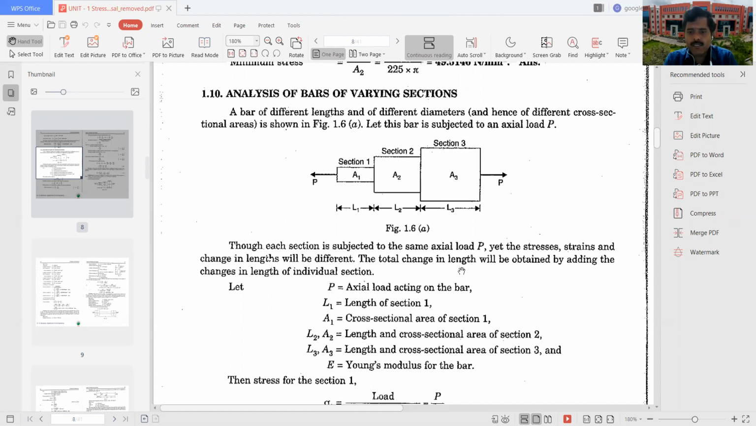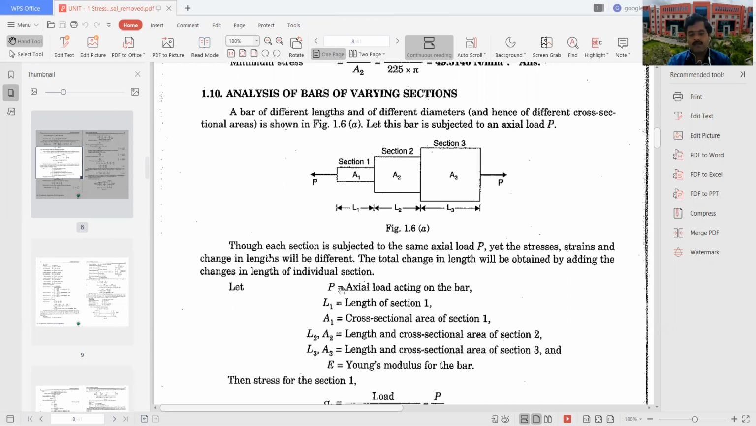So the total change in length will be obtained by adding the change in length of the individual sections. Therefore, the total change in length, delta L, is equal to the change in length of section 1 plus section 2 plus section 3. Then you will get the total elongation of the bar.